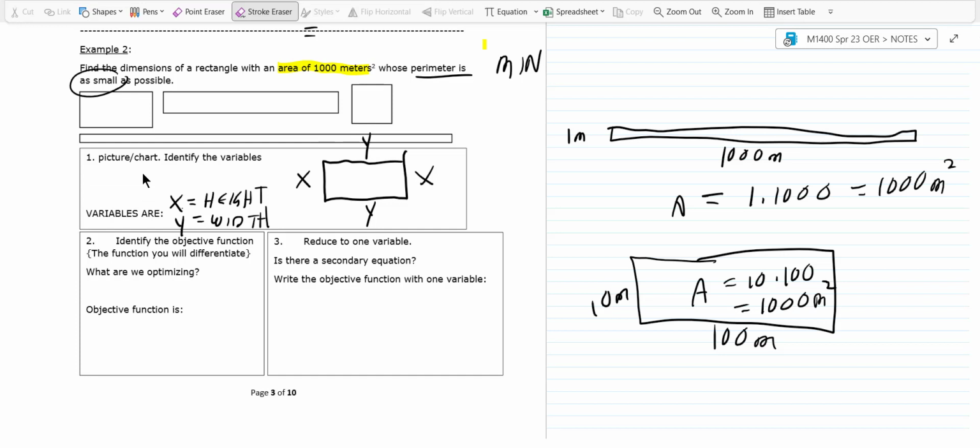So that's the situation. So what does it say we're optimizing? What are we trying to make as small as possible?